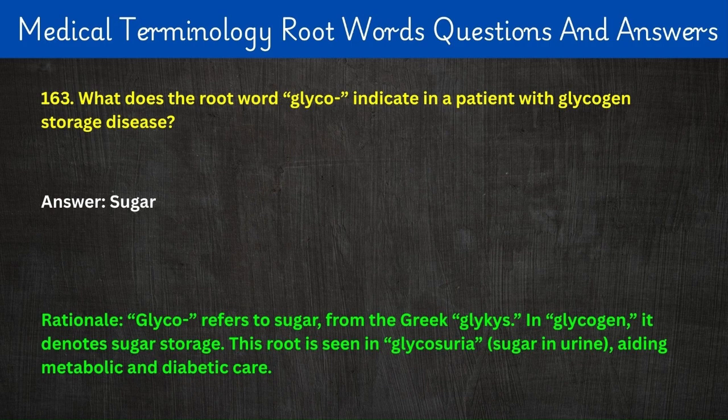163. What does the root word glyco- indicate in a patient with glycogen storage disease? Answer: sugar. Rationale: Glyco- refers to sugar, from the Greek glykys. In glycogen, it denotes sugar storage. This root is seen in glycosuria, sugar in urine, aiding metabolic and diabetic care.